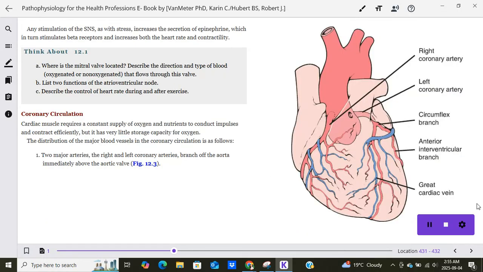Any stimulation of the SNS, as with stress, increases the secretion of epinephrine, which in turn stimulates beta receptors and increases both the heart rate and contractility.